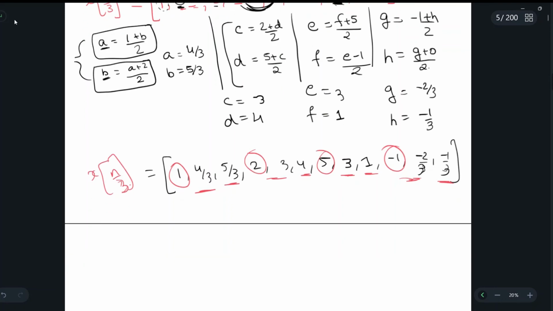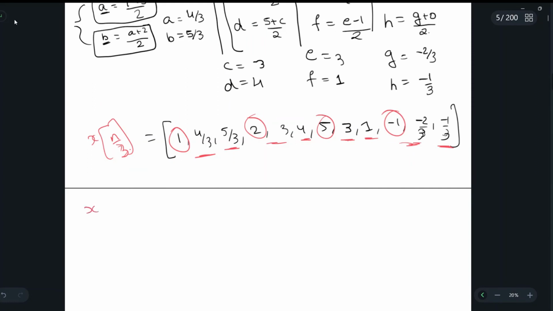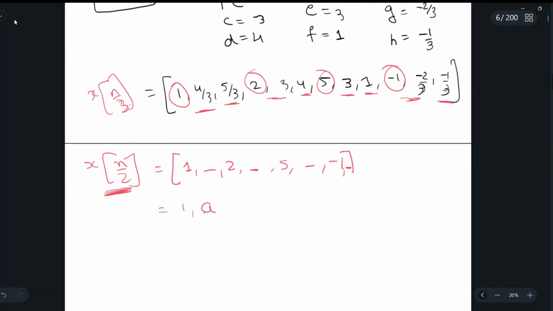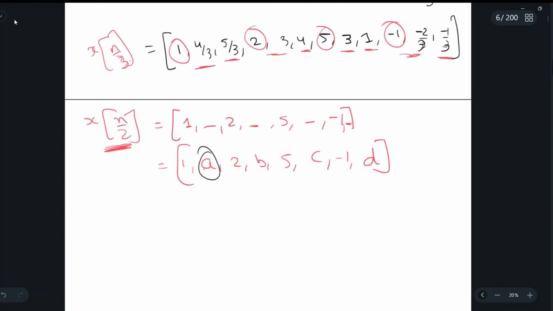Suppose we are to find x[n/2], that is, linear interpolation by 2. Then instead of putting two dashes, we will just be putting one. That is 1 dash 2, 1 dash 5, 1 dash minus 1, and again 1 dash over here. Do not forget this dash over here. Now over here we will simply write 1, A, 2, B, 5, C, minus 1 and D. And we will be finding the averages for A, B, C and D.